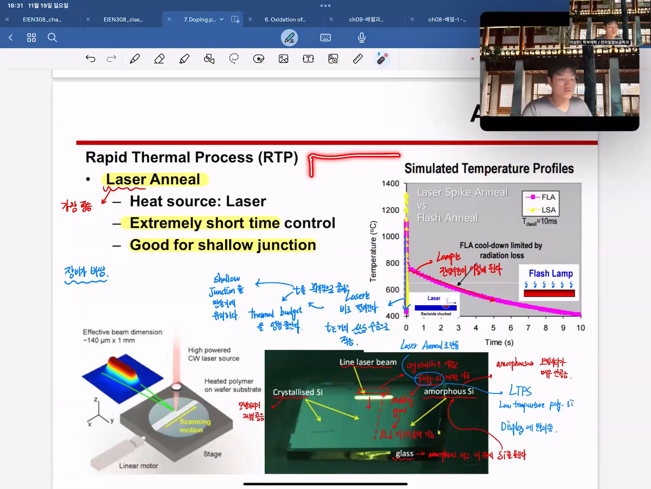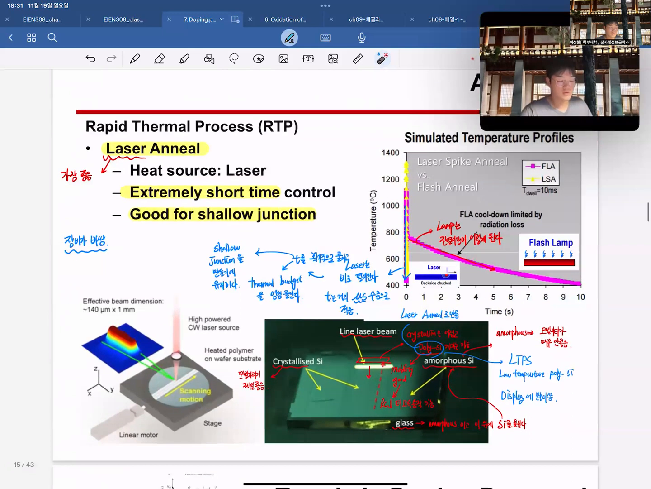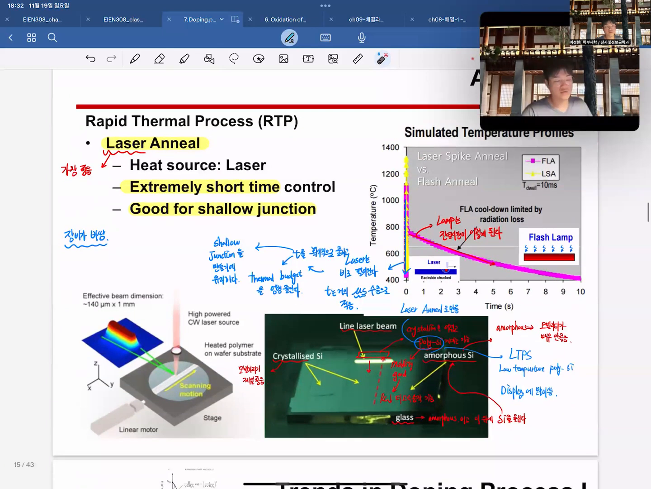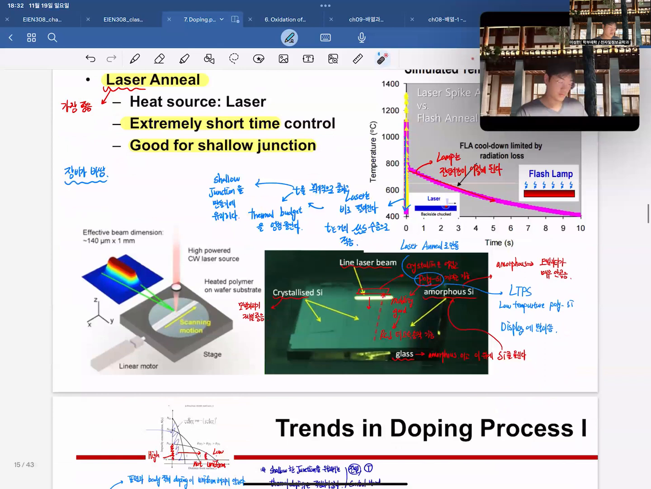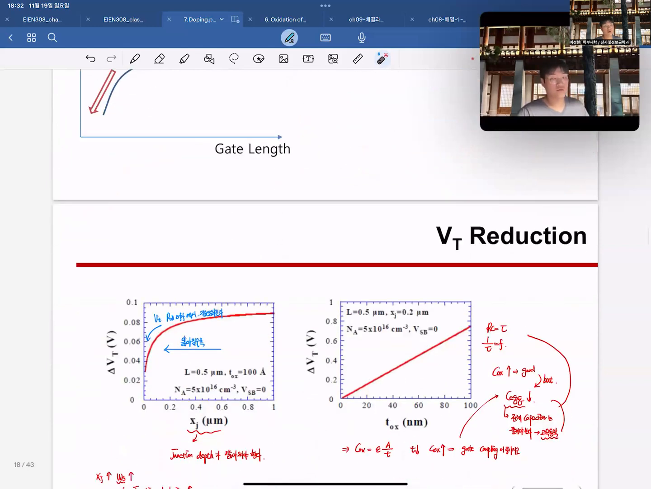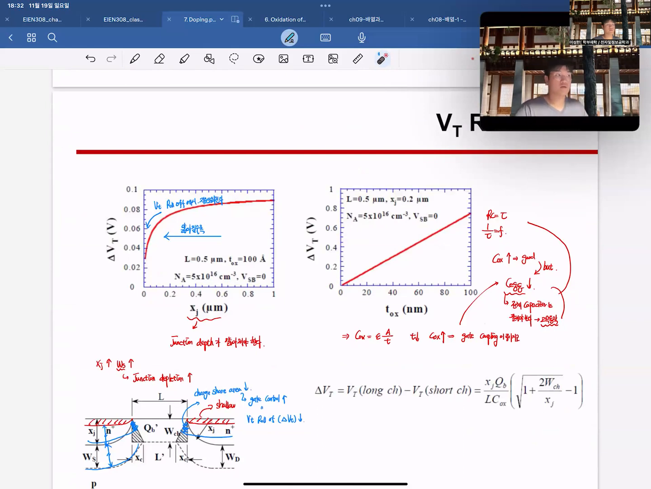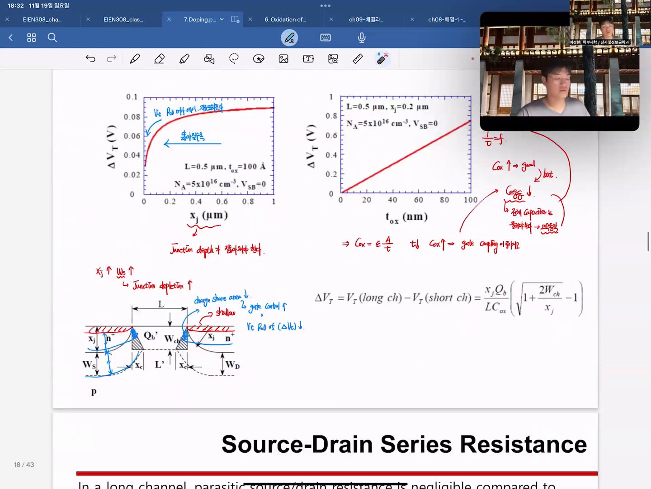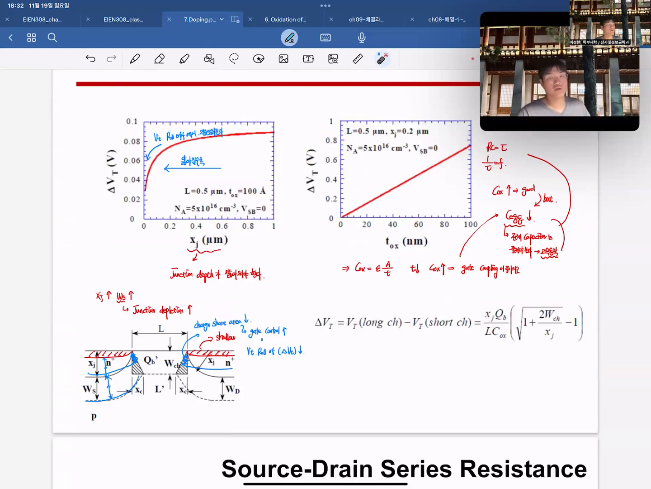A shallow junction means a very shallow junction, not a deep one. So you can see the laser annealing, there is a point in time. We can give the laser, its temperature is very high at first, and it also goes down quickly at the same spot. It goes from spot to spot. So this annealing is used in many other processes, not only doping. It gives thermal energy to the substrate and semiconductor, and it works in different ways.